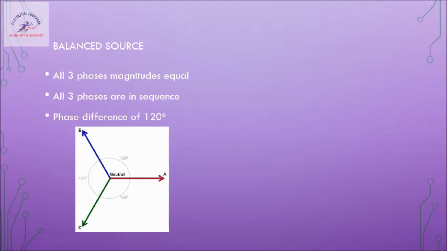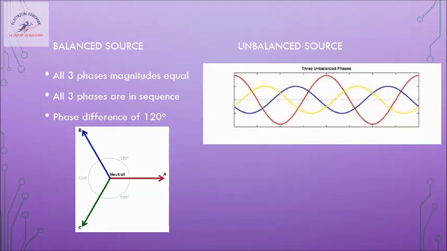So now let us see what is an unbalanced source. Now when the definition of a balanced source is very clear, it can be obviously understood what is an unbalanced source. Among these three, if any one or more criteria is not met, then we call the source unbalanced. So here is a three-phase waveform having R, Y, B with different magnitudes. Phase sequence is also different. So we can call this a three-phase unbalanced waveform.